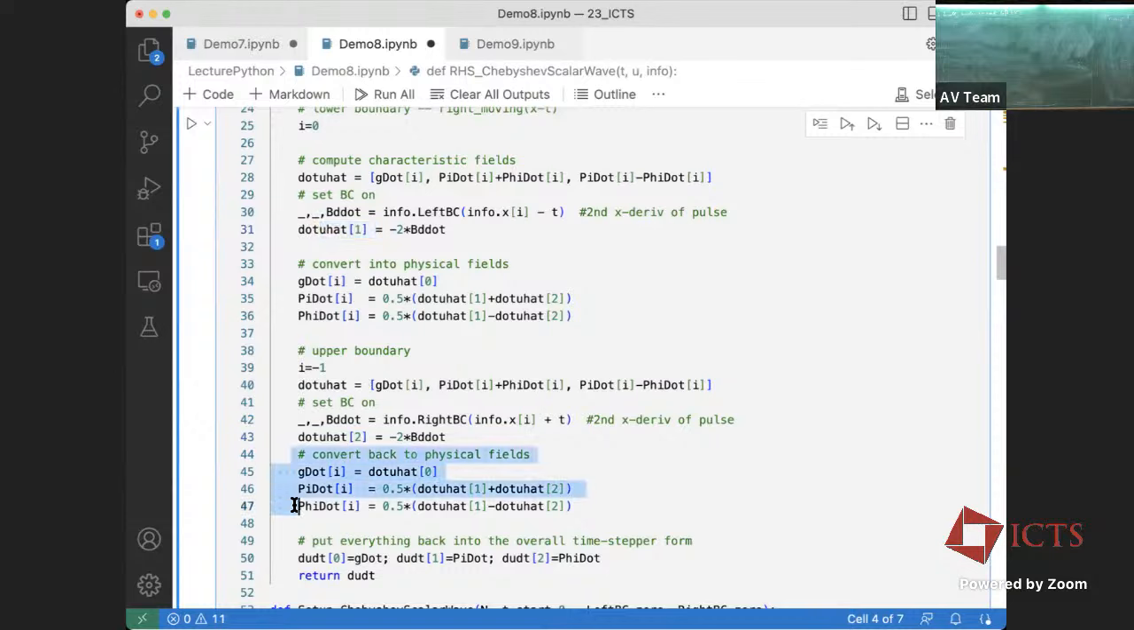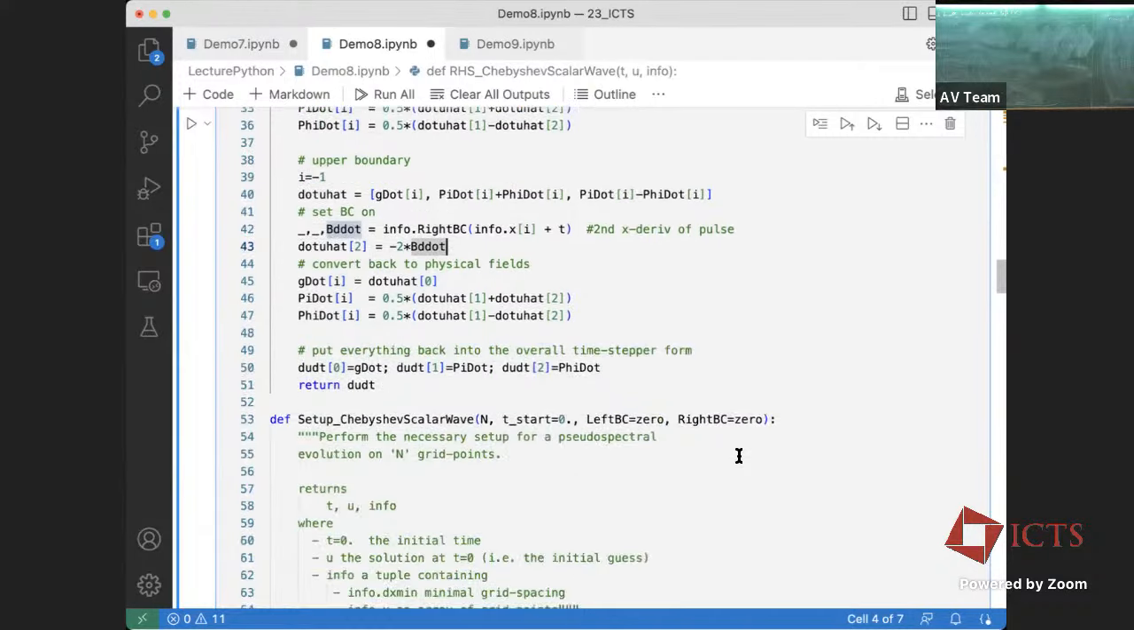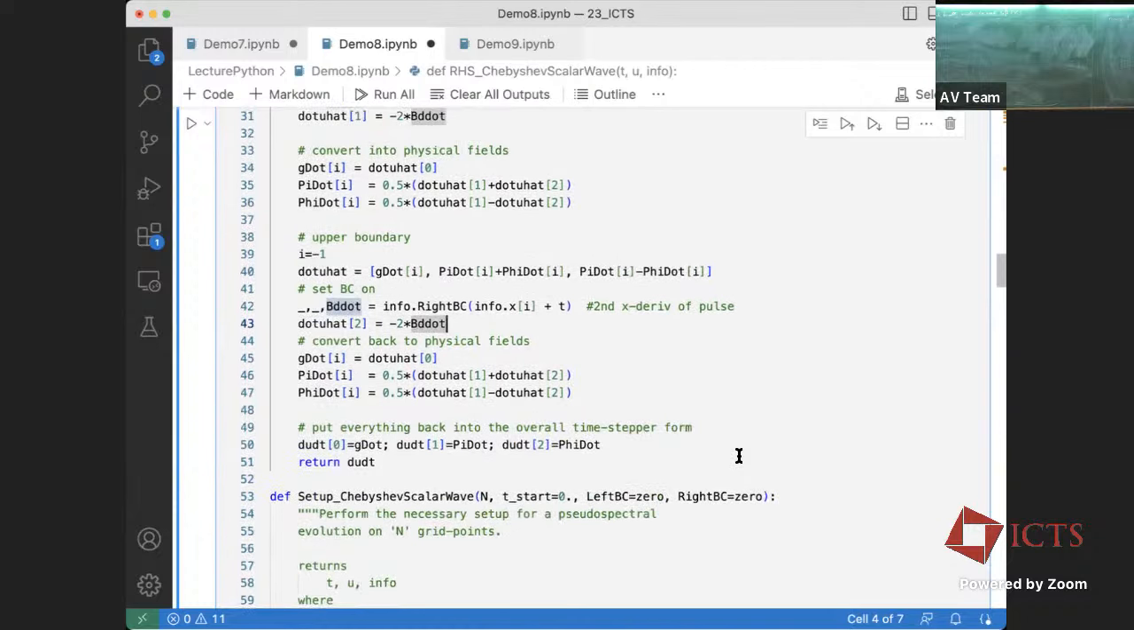Then again, converting this particular grid point back to the physical variables, and ultimately putting everything into the variable dutt that is then being passed back to the time stepper. So this is a little bit complicated. I hope it becomes clearer when you actually write down the concrete equations for scalar waves this afternoon and work through this yourself.